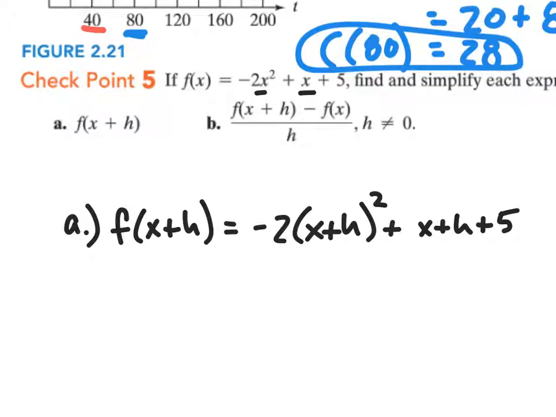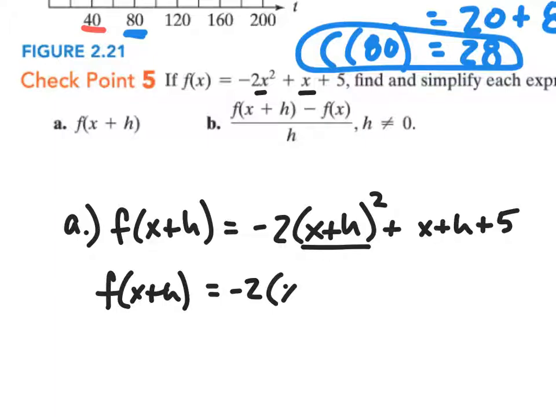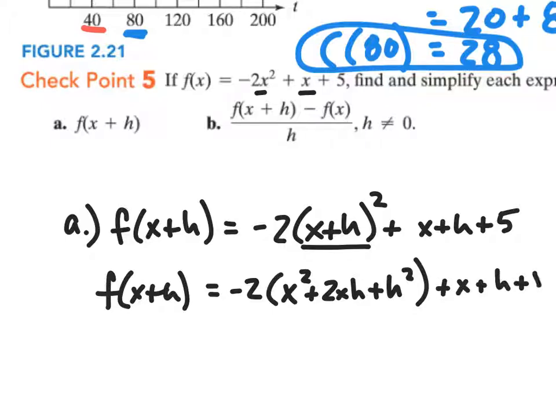Now, what we want to do is simplify this. f of x plus h is going to equal, let me multiply this out first. I'm going to take x plus h squared, which gives me x squared plus 2xh plus h squared. I just foiled that, or did the box method. And then what I want to do is add x, add h, and then add 5. Now here I'm going to distribute my negative 2 into each of those.